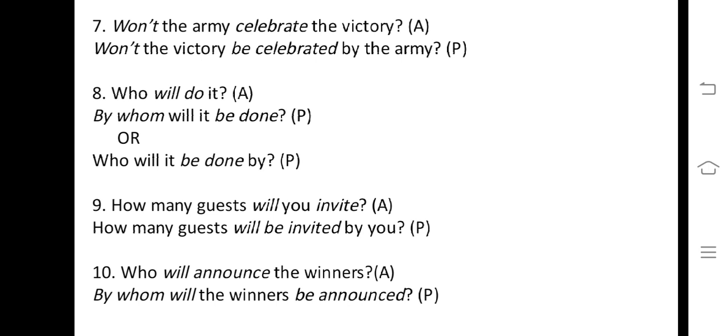Again you have examples of simple future tense of WH questions. Eighth sentence. Who will do it? The answer will come, it is a WH question and it is who specifically. So the answer will come in both ways. By whom will it be done, or who will it be done by? It's up to you. You may write by first or last.